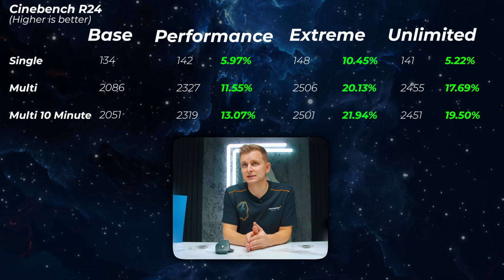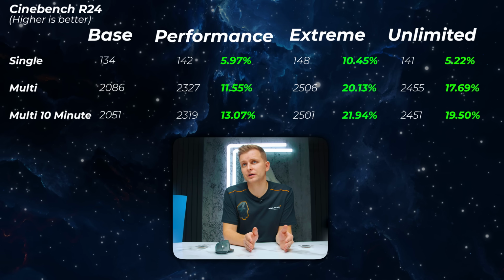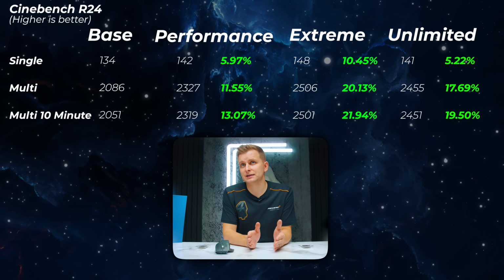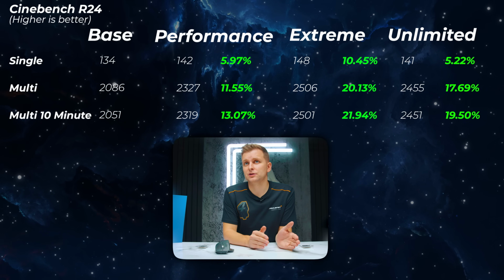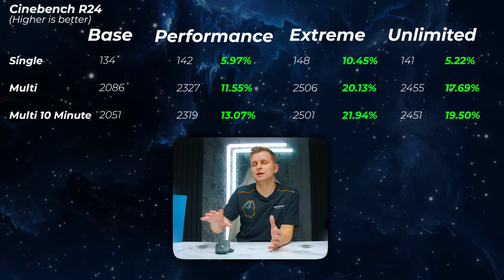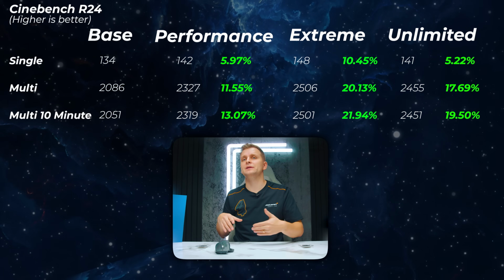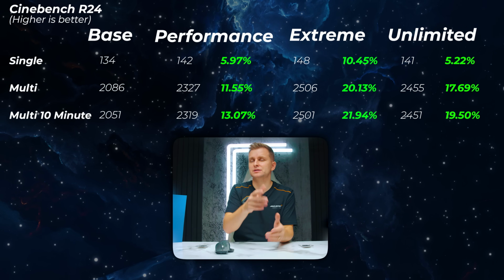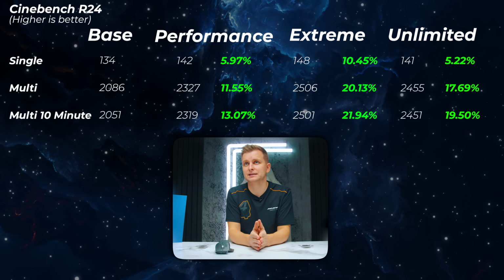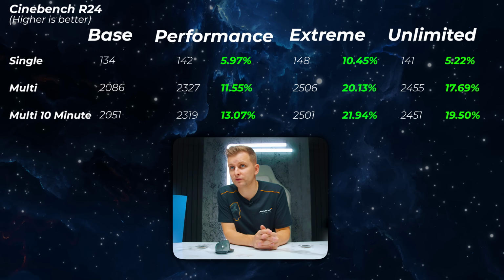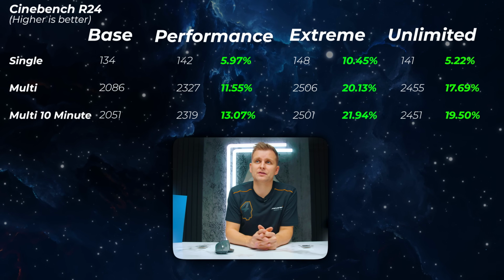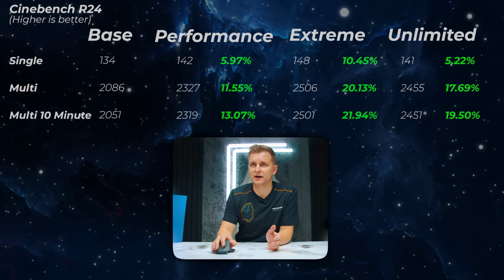I did a 10-minute test as well, just to see if a longer duration is any different. You can see that the base profile falls back even more because the 125 watts will last longer, and the PL2 limit doesn't matter as much because the boost is such a small fraction of the 10-minute test. And then the performance profile is 13% faster, the extreme profile about 22% faster, and the unlimited about 19.5% faster.